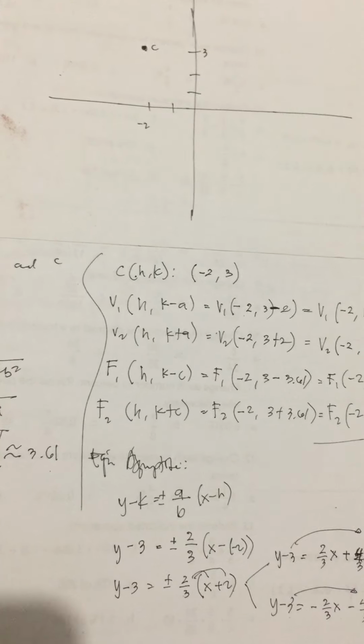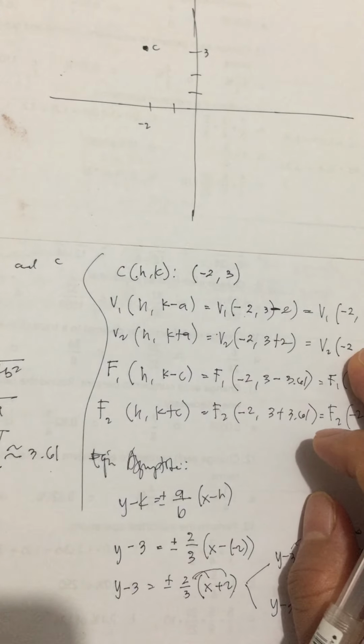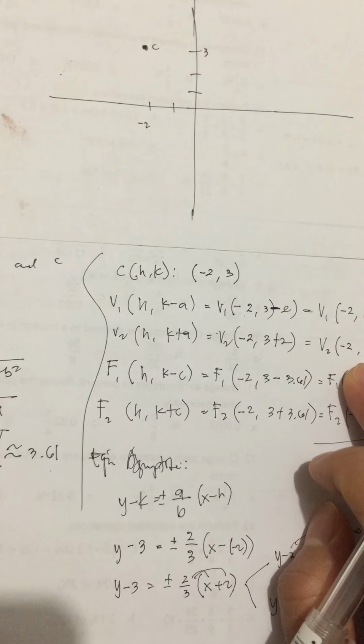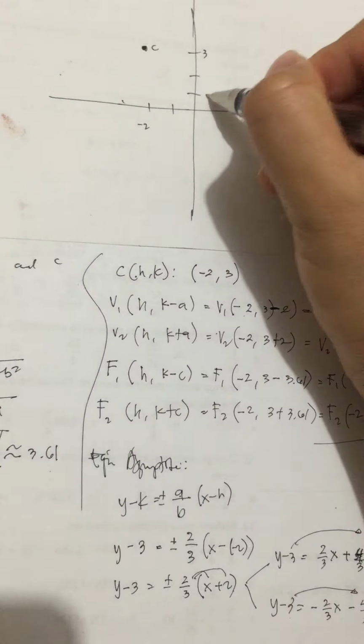1, 2, 3. So, this will now be the location of your center. Then after that, the vertices. Vertices are negative 2, 1, negative 2, 5. So, negative 2, and then 1. So, this is your first vertex. And then, negative 2 and 5. So, 4, and then 5. So, nandito yung inyong vertex 2.